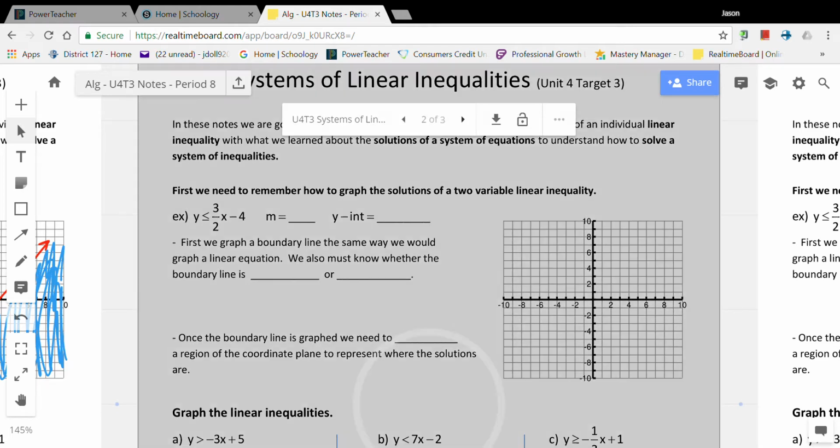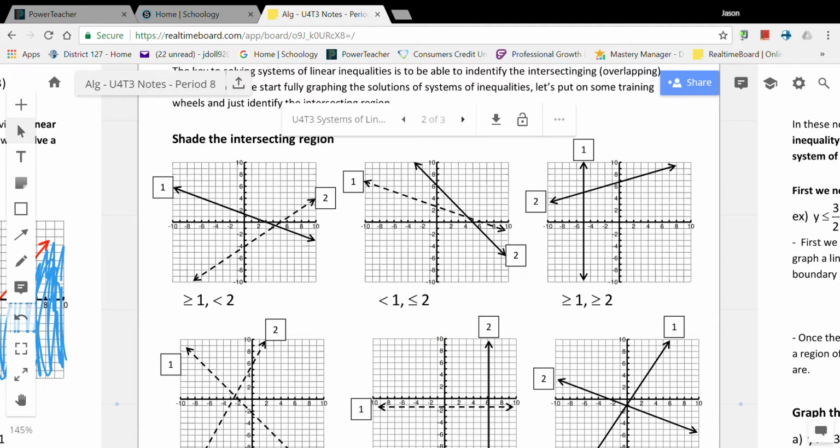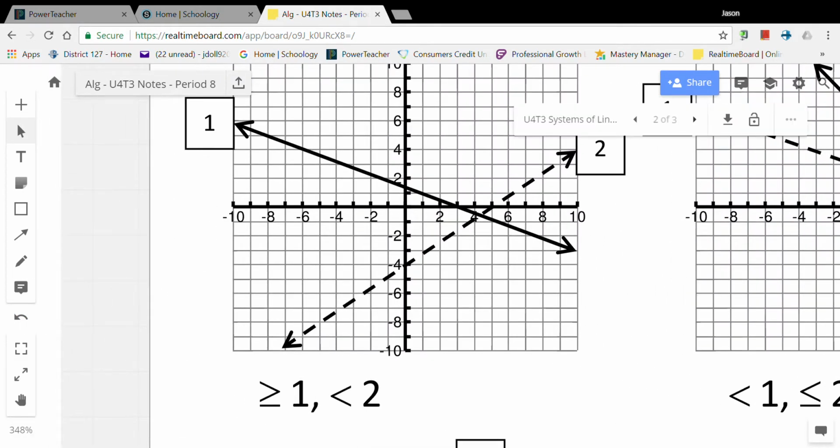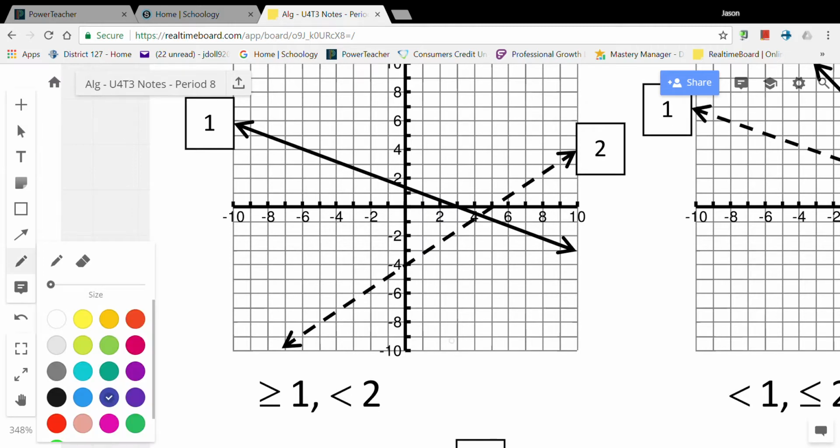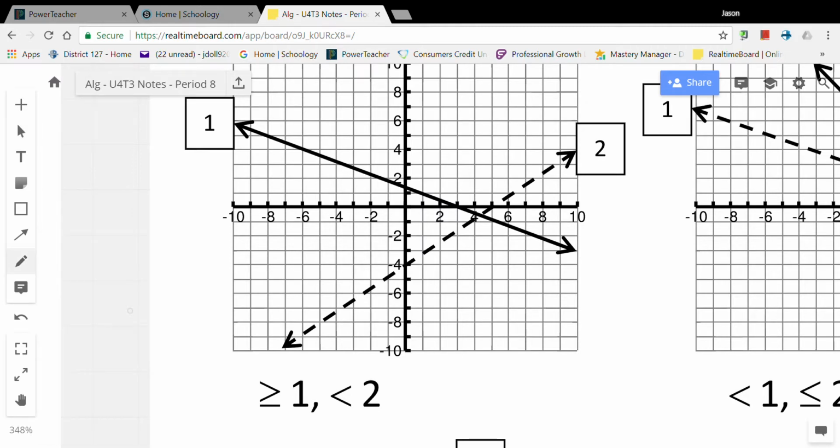Now, on page 2 of your notes here, turn the page there. We have already graphed the boundary lines for you here, so you don't have to graph the boundary lines. We just have to be able to determine where the regions for each individual inequality are, and then where the intersection of those regions is.